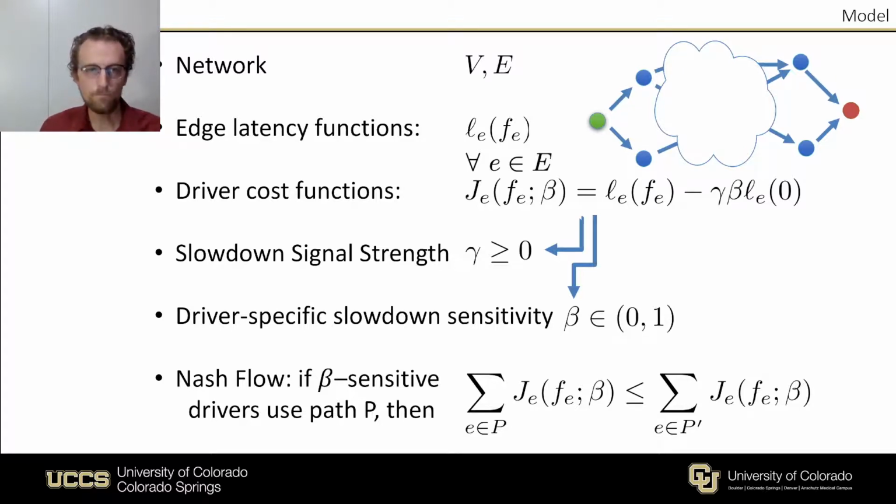and monotone. Driver cost functions are given by the function I gave you earlier with this included gamma term, so the cost function is the delay minus this scaled free flow delay. Gamma here is the strength of the signal that we're broadcasting, the strength of the slowdown signal, and beta is this driver-specific slowdown sensitivity. We call a flow a Nash flow, where a flow on the network is just an assignment of traffic to the various paths in the network, if all the beta-sensitive drivers are using path P, then that P has minimal cost. This is just the standard definition of a Wardrop equilibrium or a Nash flow given these cost functions.